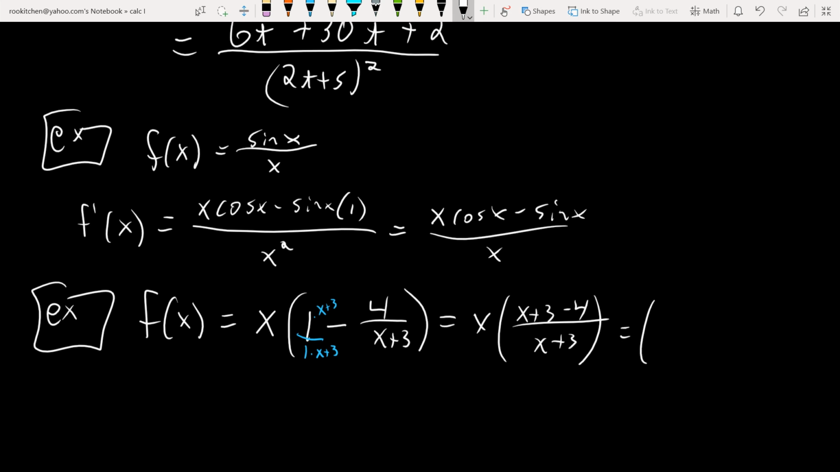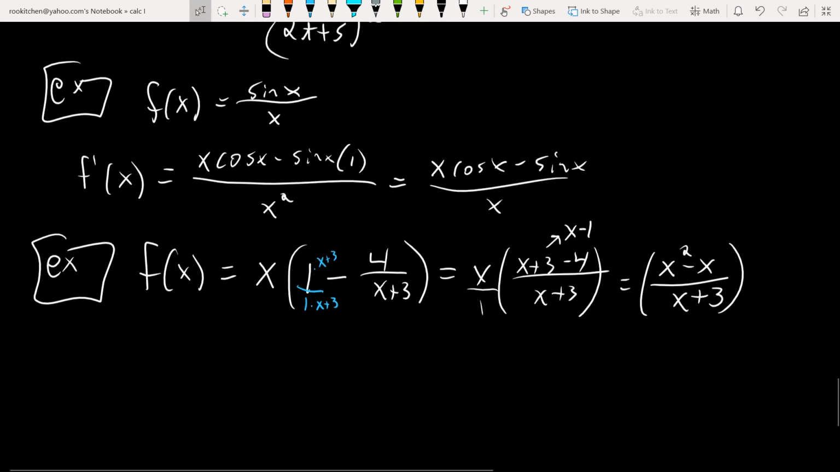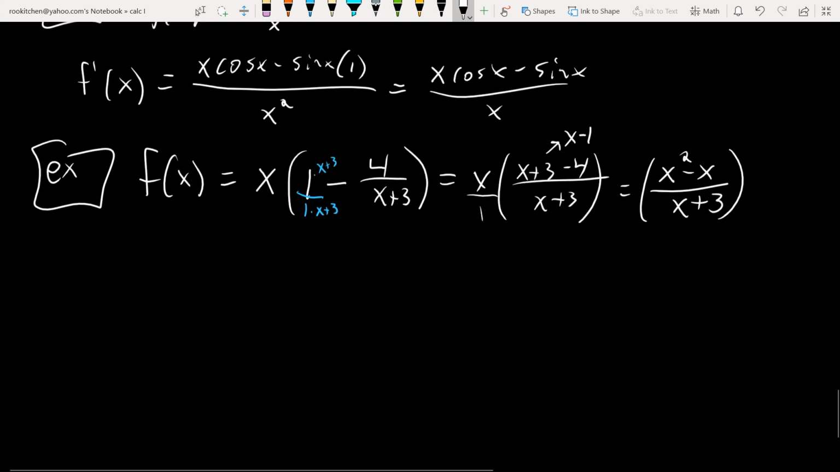That's going to be, this top part is what? This top part is x minus 1. And then I can multiply in the x, right? So x times x minus 1 will give me x squared minus x, all over 1 times x plus 3, which is x plus 3. And what you end up with is just a quotient of two parts, and you could do a quotient rule on it. Okay, so try to simplify. Sometimes, you know, it's just too bad, but if you can get a simplification, your life might be a lot easier.